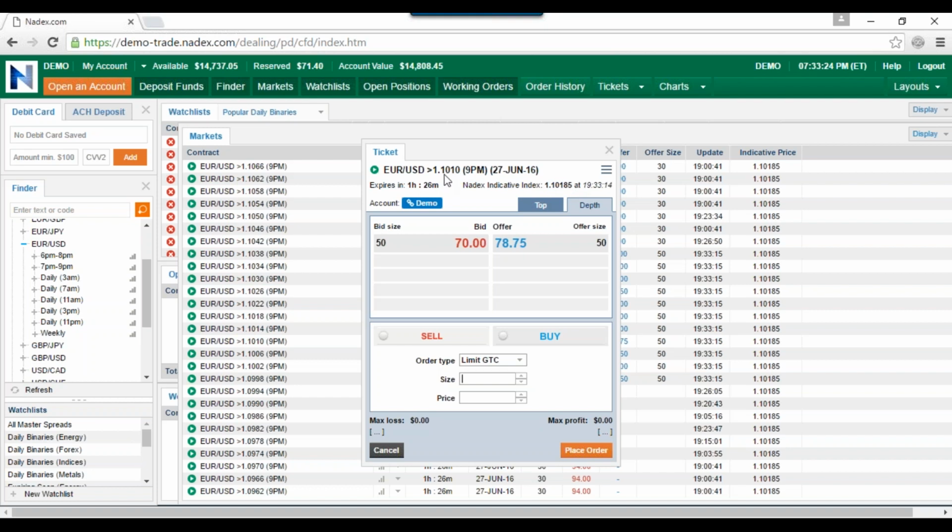So if it expires at 1.1010 0, then no, I do not win. But if it expires at 1.1010 1, then yes. Because why? Because it's greater than what's listed here. Okay? Does that make sense, Ron? It's all about that. When it comes right down to it, it's all about that last one. Okay? Let's see here.